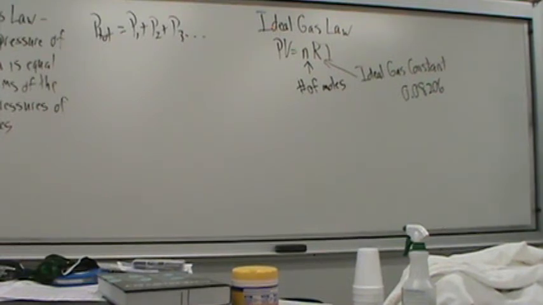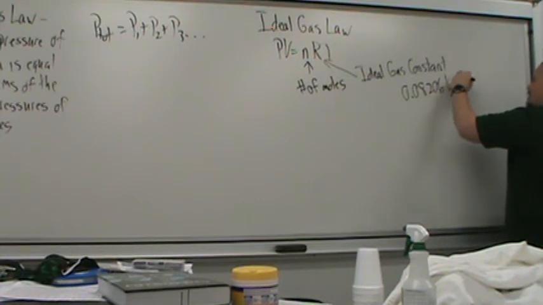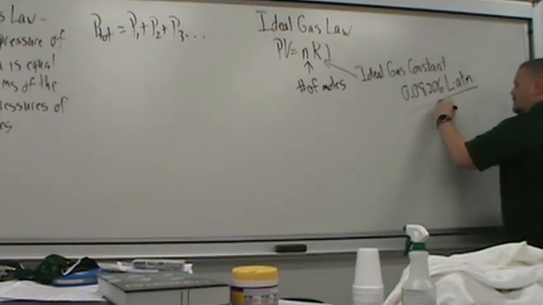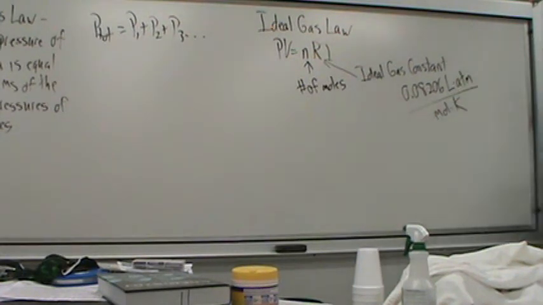Some of you have kind of seen this before. We usually use this R value when we're dealing with equilibrium going from Kc to Kp. So 0.08206. Now, this constant has different units with it: liters times atmospheres over moles times Kelvin.